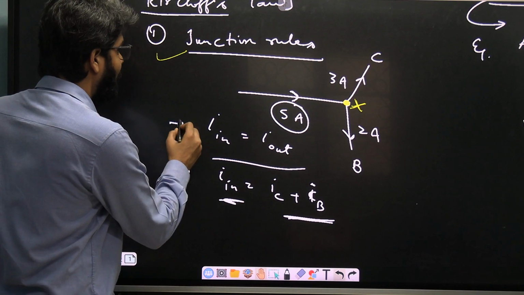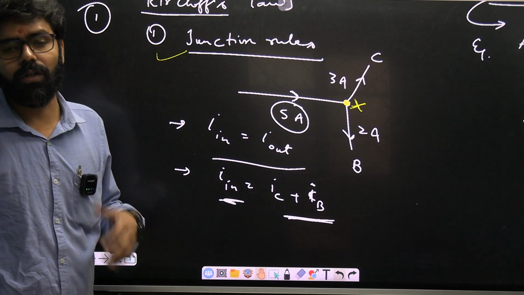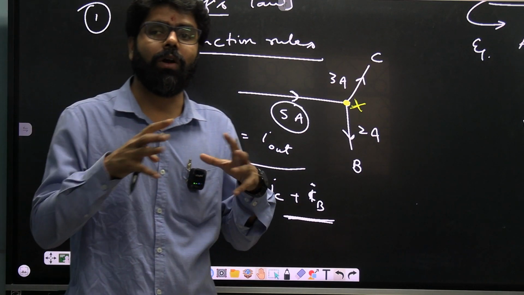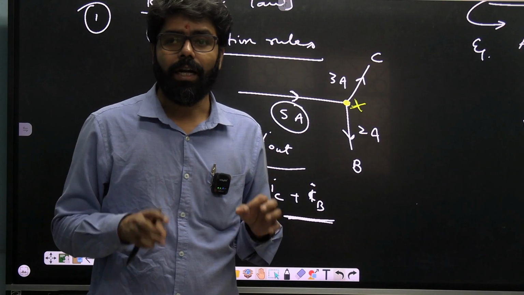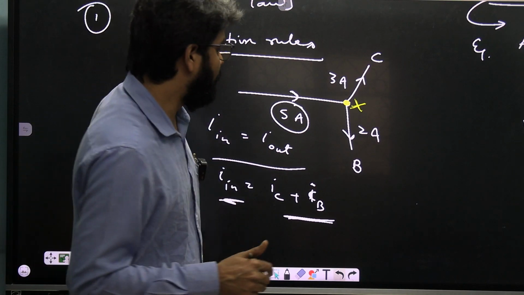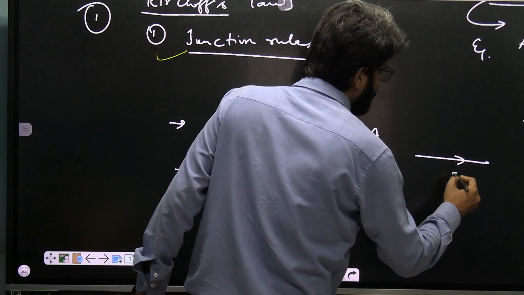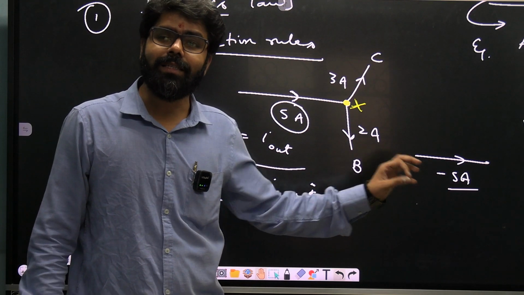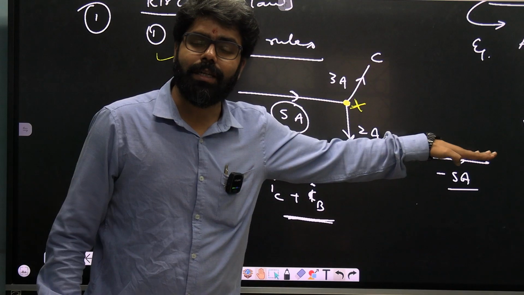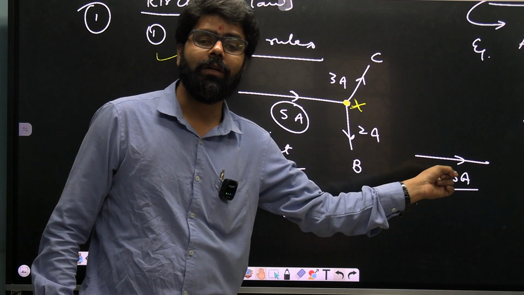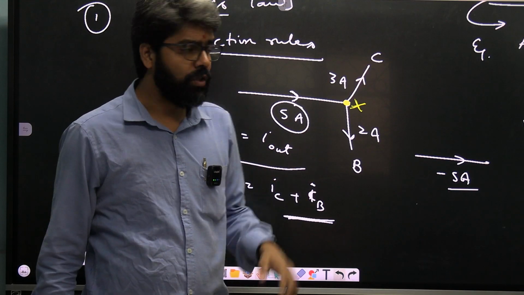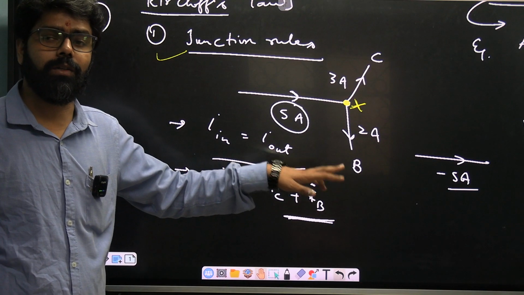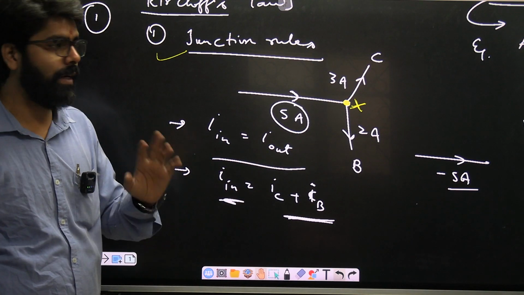Also one more thing, whenever you use the junction rule, you can get the current value to be negative as well. That doesn't mean that you are wrong or the charge is negative. It simply tells you that if you have taken the current direction in this direction and you get minus 5 ampere, then the actual direction is opposite to the one you have assumed. So when you get the current value to be negative, don't worry. It just tells you that the direction you assumed is exactly opposite.